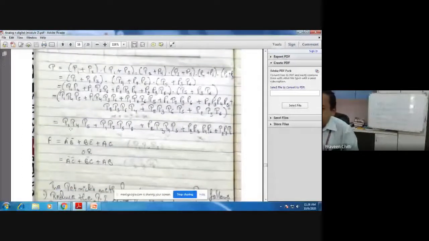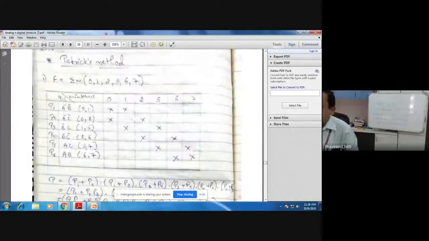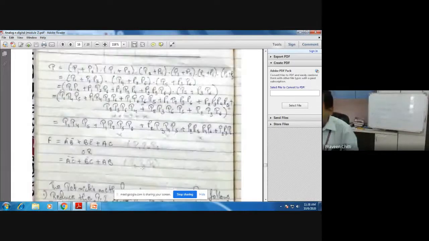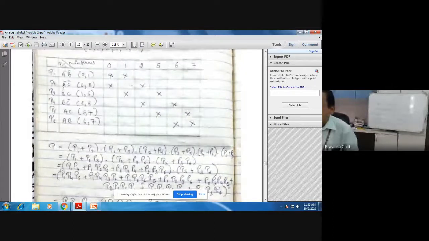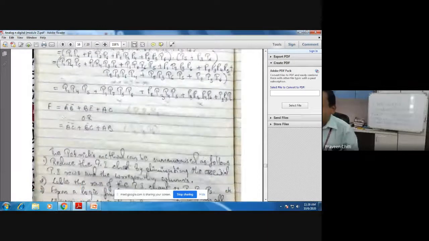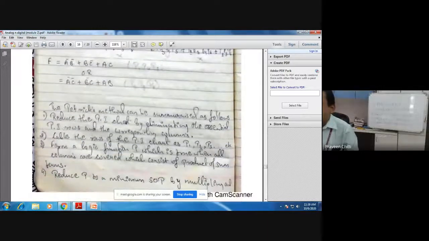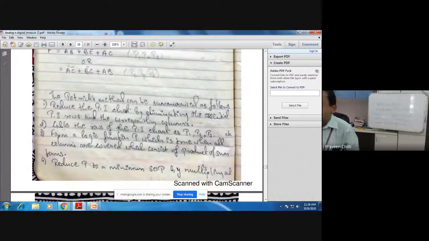P1, P4, P5 means what? You can see here. Take this P1, P4, P5. That is A bar, B bar plus B, C bar plus AC. That is one answer. Or another answer is P2, P3, P6. That is A bar, C bar, AC and AB. Like this, you should be able to solve this. And that is what is called the Petrick's method.